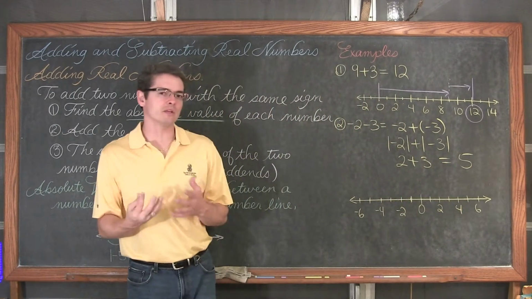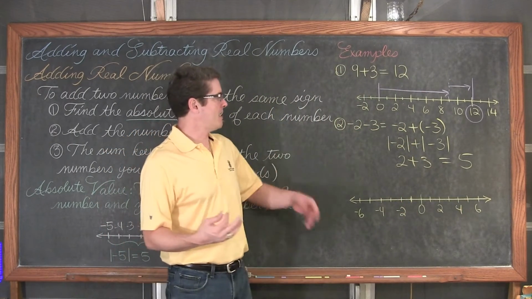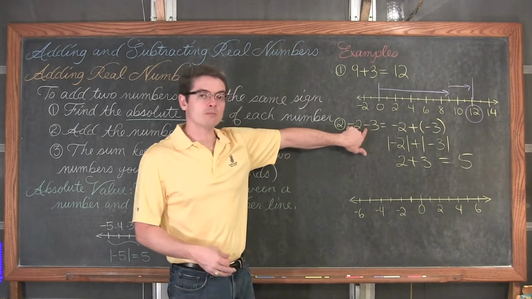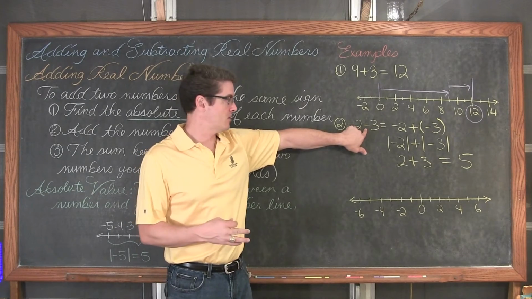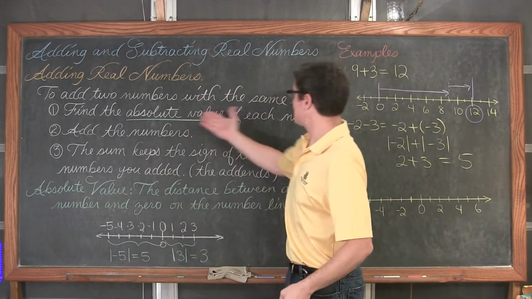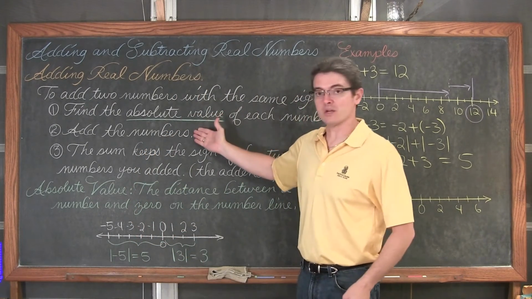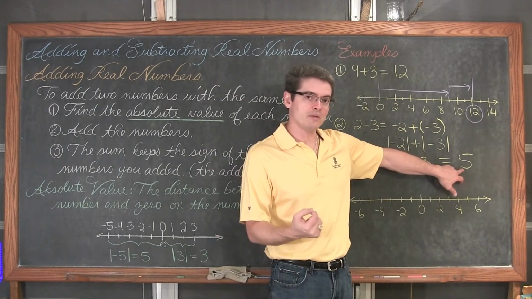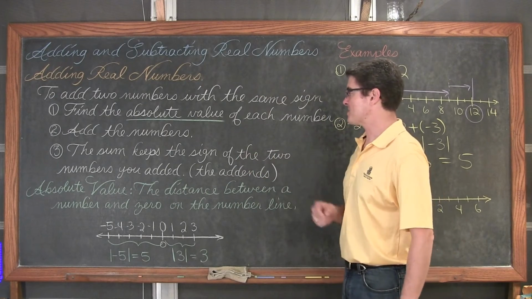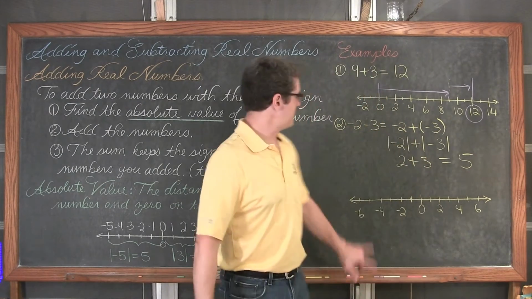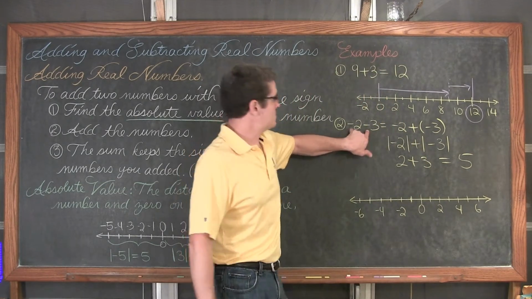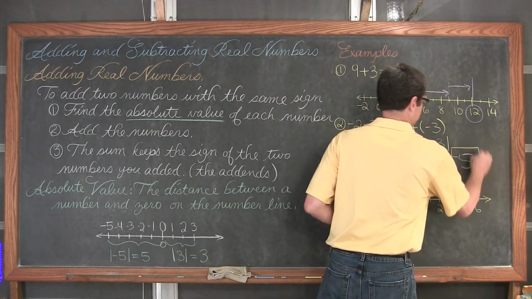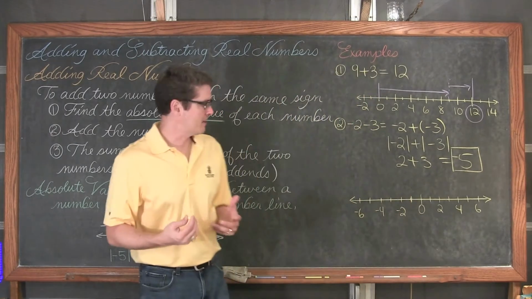But our final answer isn't really 5 because we weren't combining two numbers with like signs that were positive. We were combining two numbers with like signs that are negative. So again, it says find the absolute value of each number, add those numbers, but then the sum, and that sum is again the answer from the addition, must keep the sign of the two numbers that you added. Well, the two numbers we added were both negative, so this is a -5.